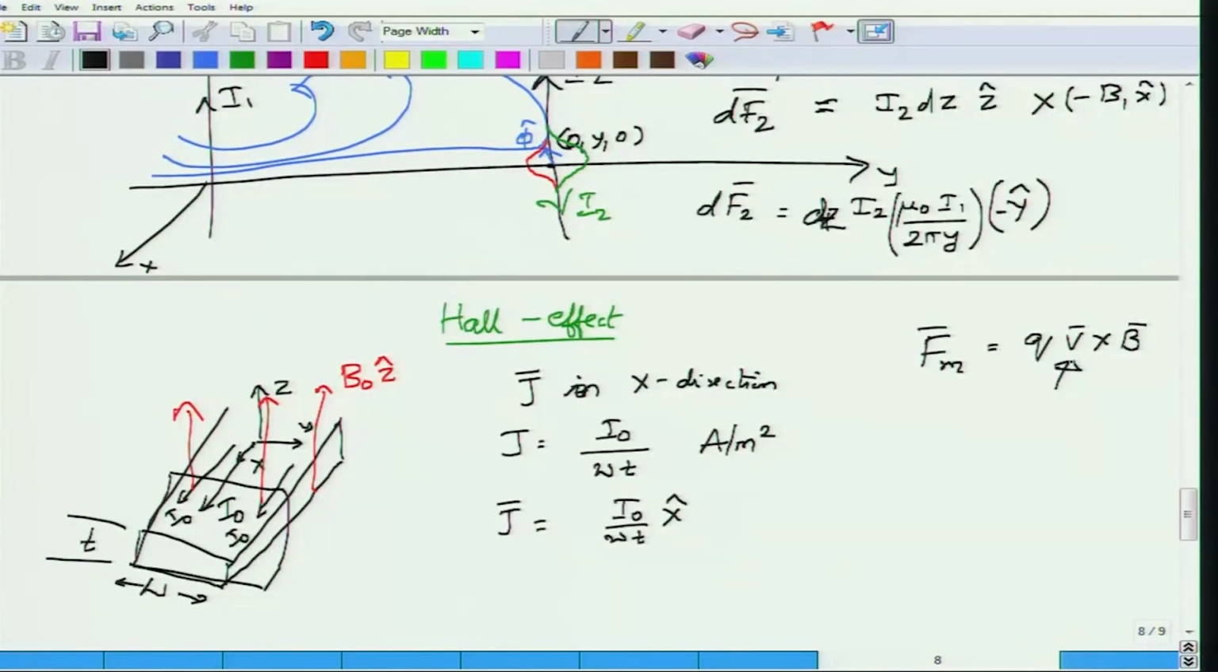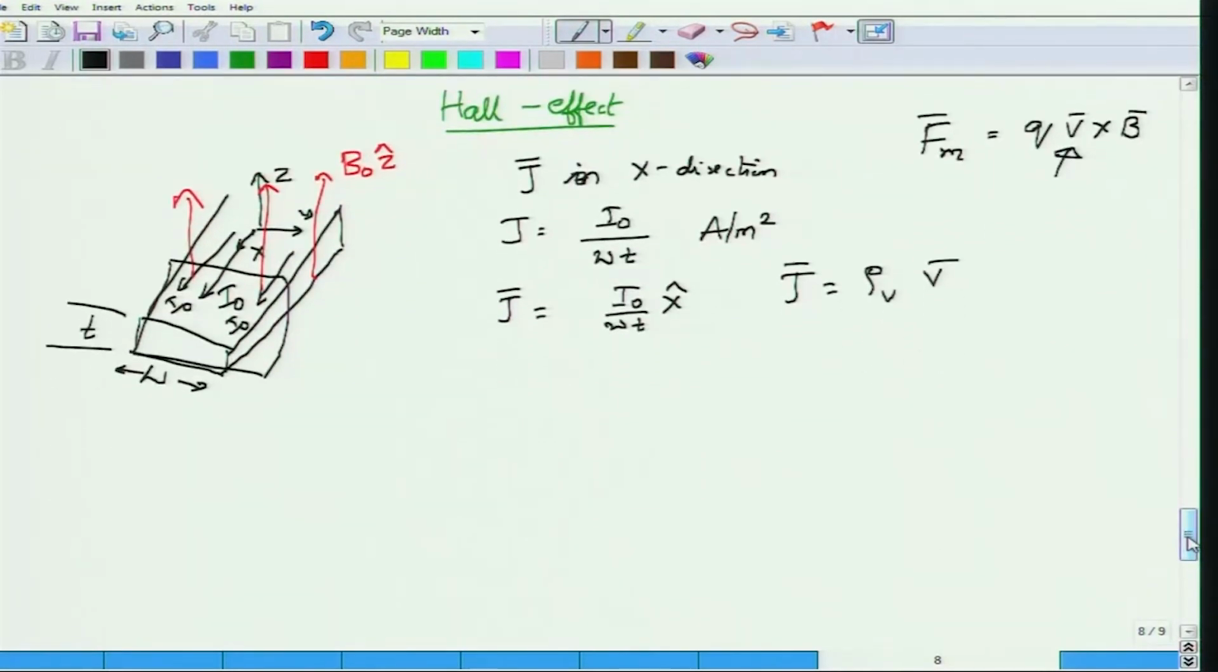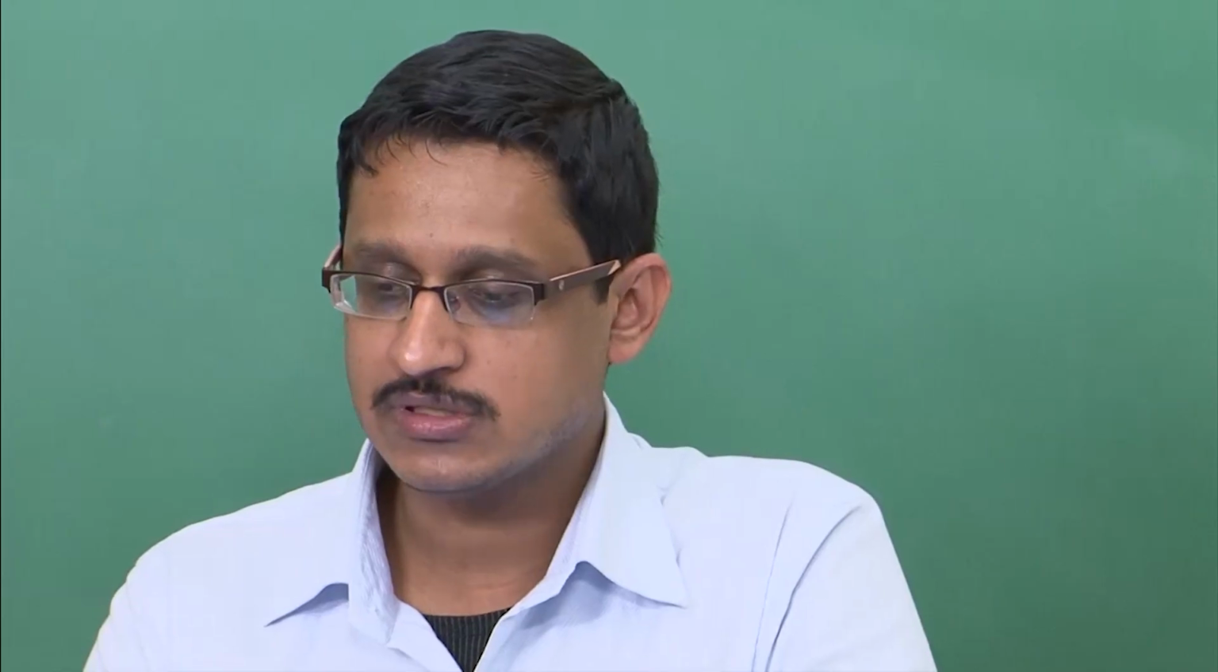I know B is directed along Z direction, I do not know what V is, I want to find out V, and to find out V, recall the relationship between J and V. J is given by the volume charge density rho V multiplied by the velocity of the charge carriers, which is V bar. So if I know J, I know V, if I know V, I know Fm, if I know Fm, then I can find out the resultant force. From the resultant force I can know what will happen to the charges. This is the goal, okay.